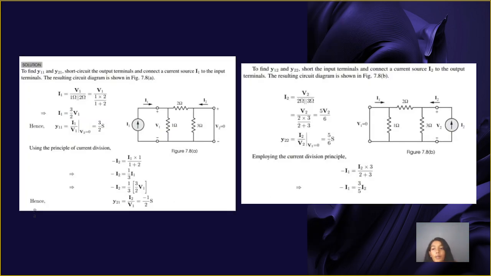We have another example problem, which is to find Y11 and Y21. Short circuit the output terminals and connect a current source I1 to the input terminals. The resulting circuit diagram is as shown in the figure. Similar to the previous problem, we will be solving this for Y11 and Y21, where we divide I1 by V1, that is 3 by 2, and then using the principle of current division, we will get our Y21 value, which is minus 1 by 2.